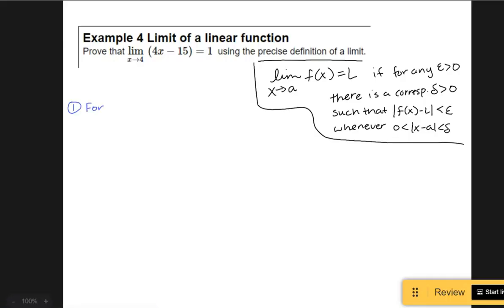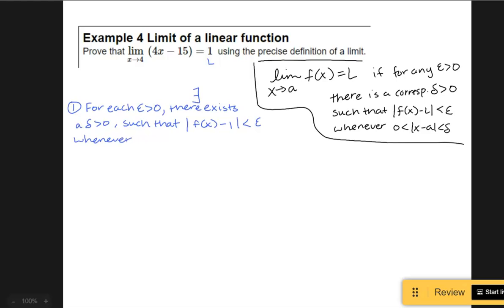So for each, or for every epsilon greater than 0, there exists, which you can write as a backwards E if you want, there exists a delta greater than 0 such that the absolute value of f of x minus L, so my limit is 1, is less than epsilon whenever the absolute value of x minus 4 is less than delta.